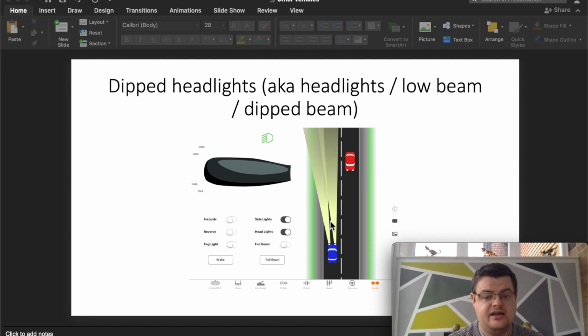Because in the UK, the headlights are always going to be angled to the left like this. If you're driving on the other side, the headlights will be angled into the oncoming traffic's eyes, which wouldn't be good. So that's what dipped beam are.